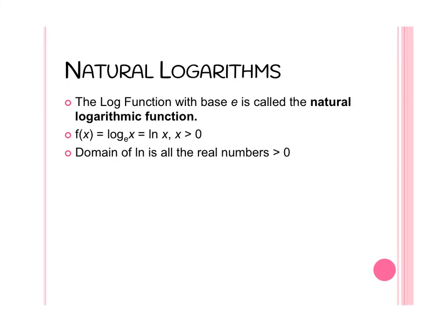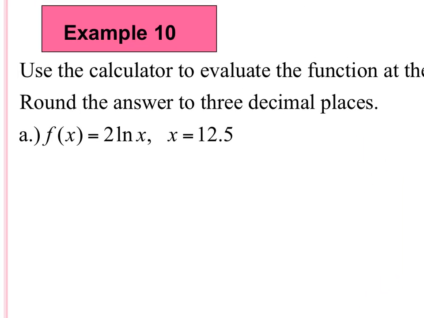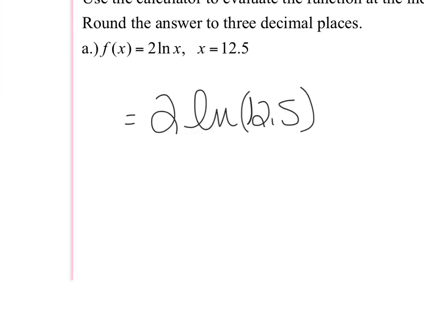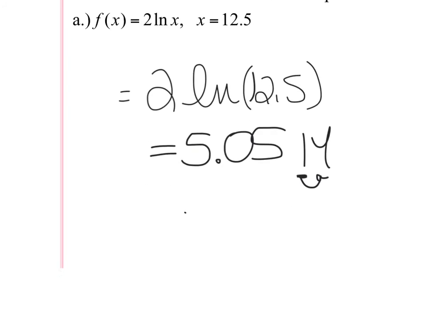Natural logs, same thing. If I said to you, evaluate this, you'd type 2 ln 2.5 in your calculator. If you don't see the ln button, it's on the same button as e to the x. Can someone tell me what 2 natural log of 2.5 is? When we evaluate this in our calculator, we get 5.0514. I want to go to 3 decimal places, so I look at the 1. Do we raise it or stay the same?